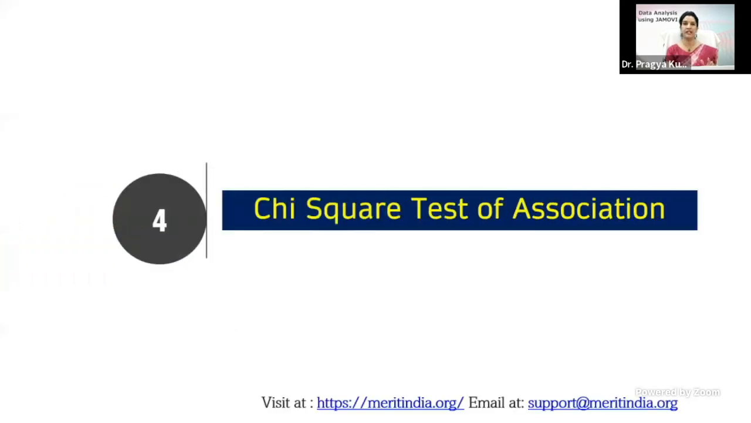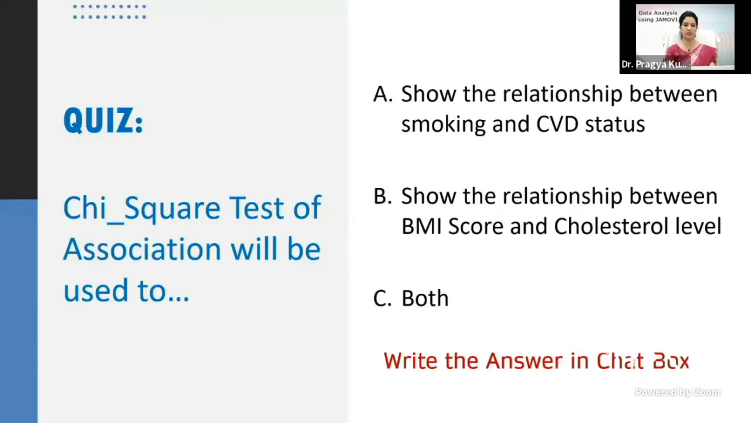Now we will see how to perform a chi-square test of association and chi-square test of homogeneity. So for that, the research question which I have to see, this is a question for you: if you want to see the relationship between smoking and cardiovascular disease status, there is one association of this type. And the second, then again, chi-square.